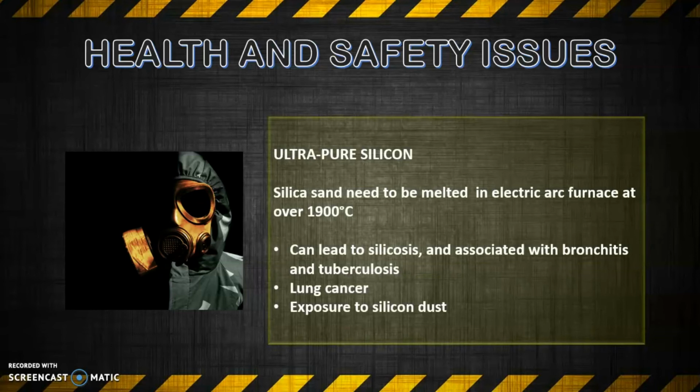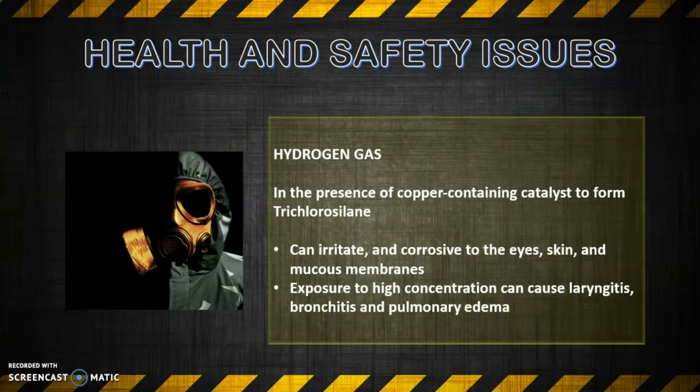Celsius. The inhalation of silica can lead to chronic, accelerated, or acute silicosis and is associated with bronchitis and tuberculosis. Some studies also indicate an association with lung cancer. Exposure to silicon dust may also occur. It is also possible for employees to be exposed to hydrogen gas in the presence of a copper-containing catalyst to form trichlorosilane, which can irritate and is corrosive to the eyes, skin, and mucous membranes. Exposure to high concentration can also cause laryngitis, bronchitis, and pulmonary edema.